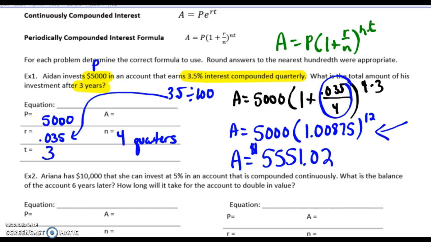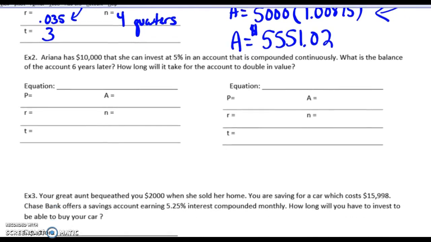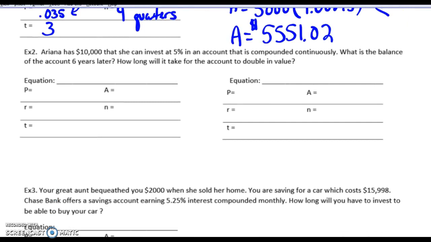Okay, next one. This one, we've got $10,000 that we're investing in an account. It's earning 5% that's compounded continuously. What's the balance in the account after 6 years?